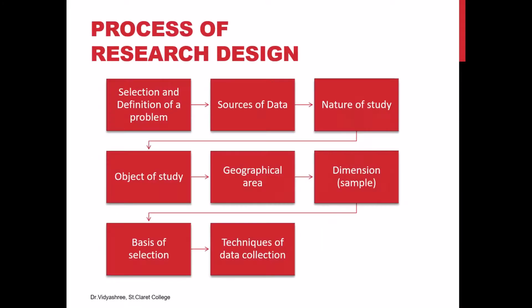Well, let's understand the next concept, that is the process of research design. In the process of research design, the first thing the researcher is going to mention is the selection and definition of a problem. In the research design, he is going to mention how the process of selecting the topic as well as defining the problem is done. After mentioning the problem, the next thing is through what sources of data he is going to collect the information. That is what he is going to mention in the research design.